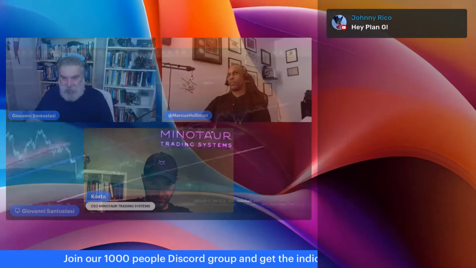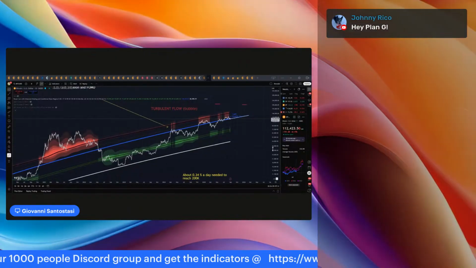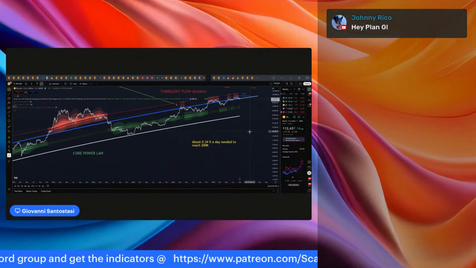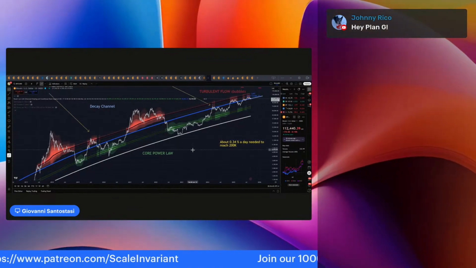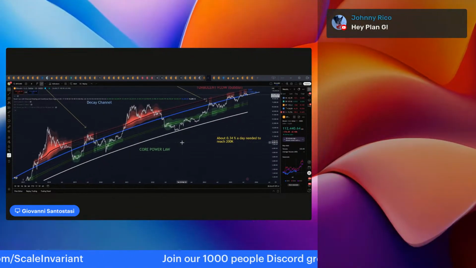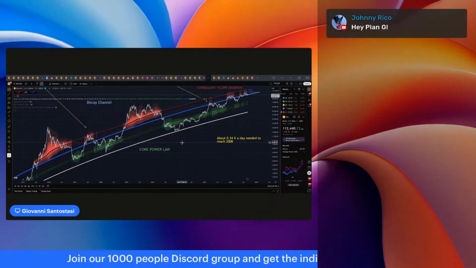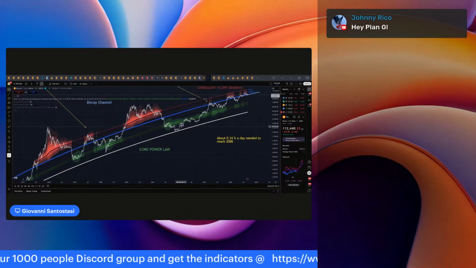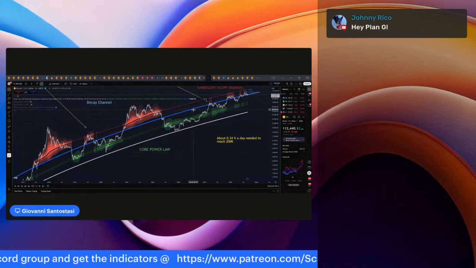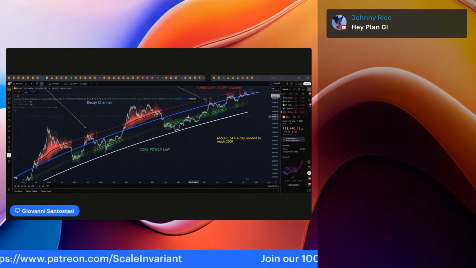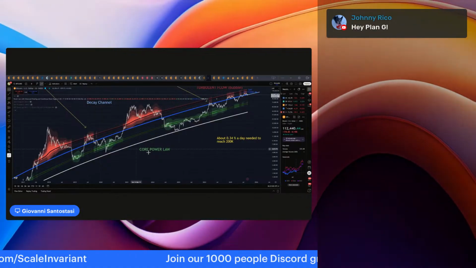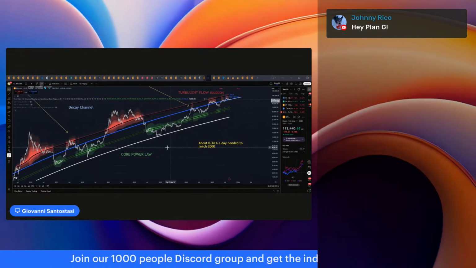We call it the bimodal Power Law Bitcoin model. The idea is that we can look at Bitcoin as if it was made of two regimes. It is a regime where we are below the Power Law, that is the blue line, and we call this a core Power Law regime.